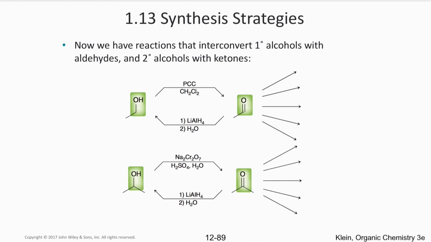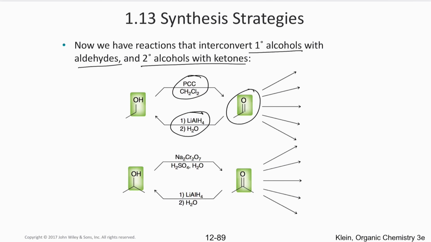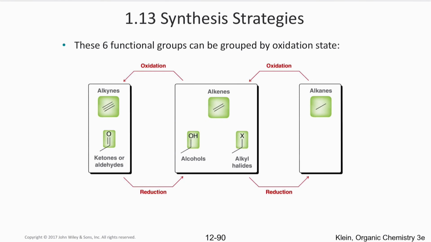Now, we have seen the reactions that can convert primary alcohols into aldehydes and secondary alcohols into ketones. When we use an alcohol with PCC, we can convert it into an aldehyde. Or if you want to reverse it, the reduction process involves lithium aluminum hydride. And if you want to convert a secondary alcohol into a ketone, we can use sodium chromate. And if you want to reverse that, we use lithium aluminum hydride. Now, these are the main things.